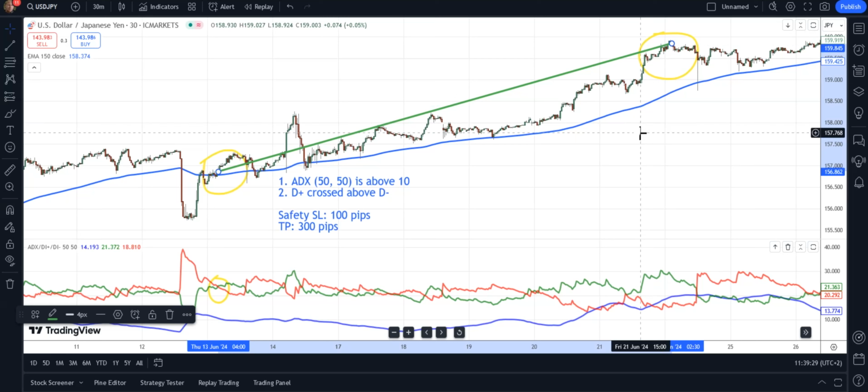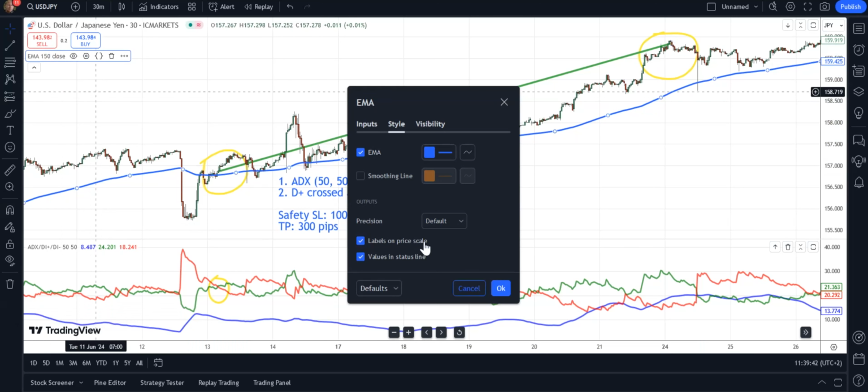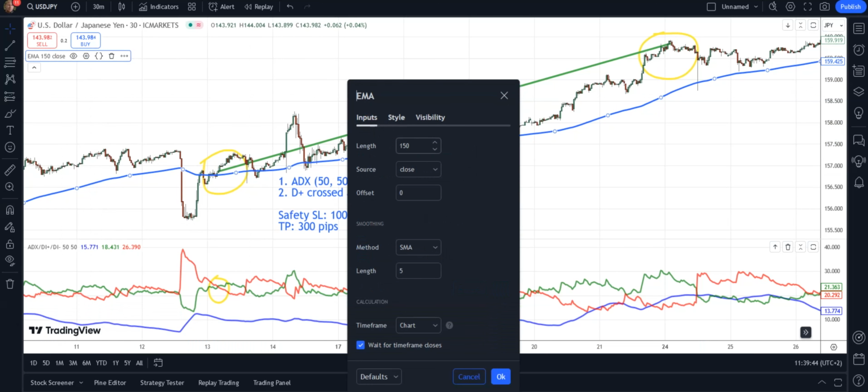Now we have another way to exit a trade that is very simple, and it is just one basic rule scenario. We need an EMA that is 200 period.